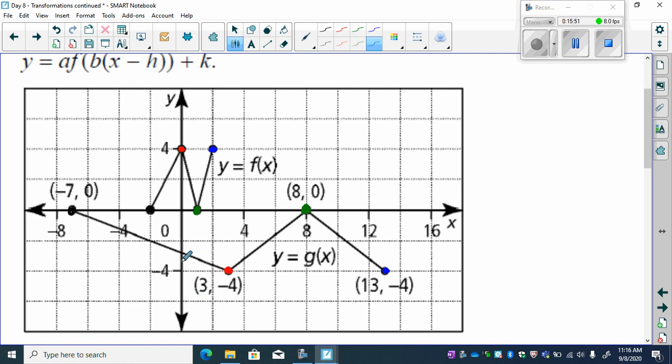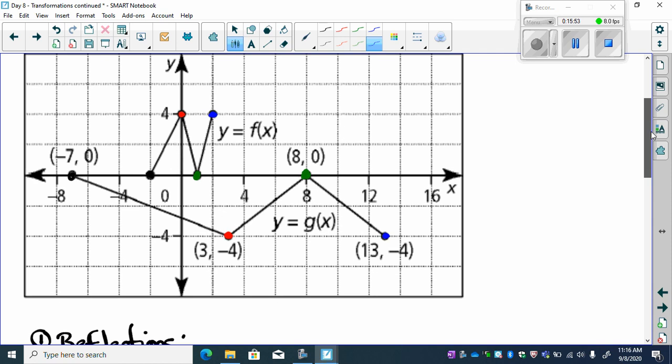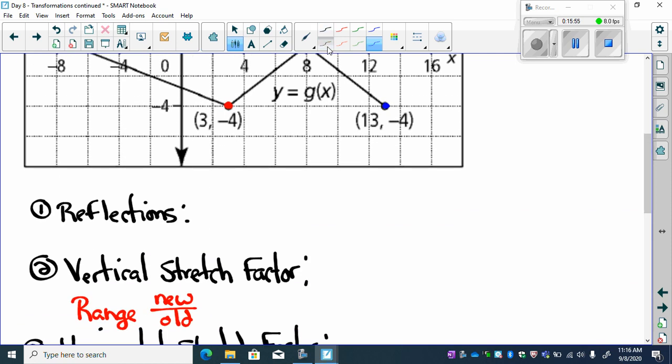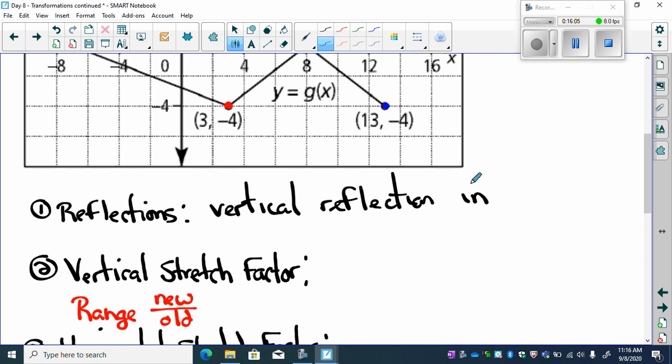So if they got flipped across the x-axis, that means there is vertical reflection in the x-axis. And that means that A is less than 0. My A value is a negative.